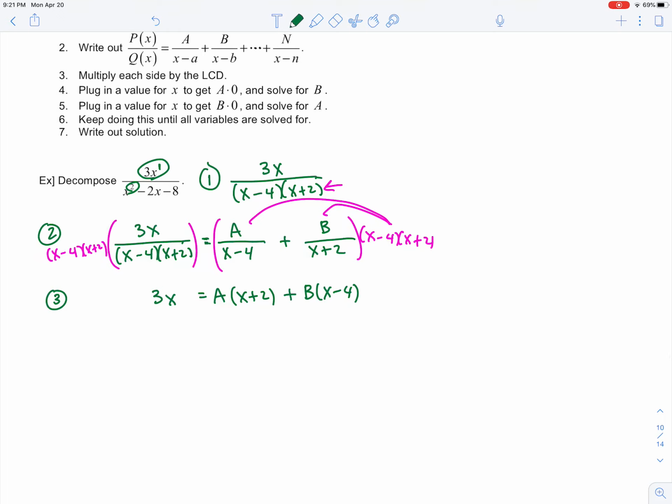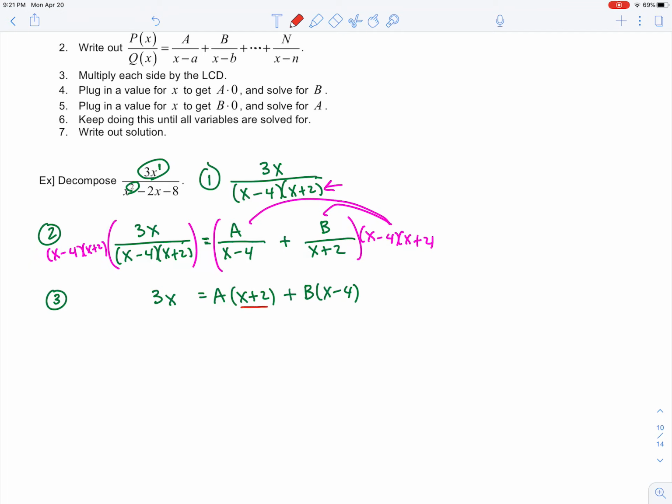So what I have now is a special type of equation. This is called an identity. This is true for any value of x. We are not solving for x because we originated with an expression, so we can't really solve for x. What we are solving for is A and B. Because this is an identity, we can plug in any value of x that we want. So we're going to strategically choose values of x to solve for A and B.